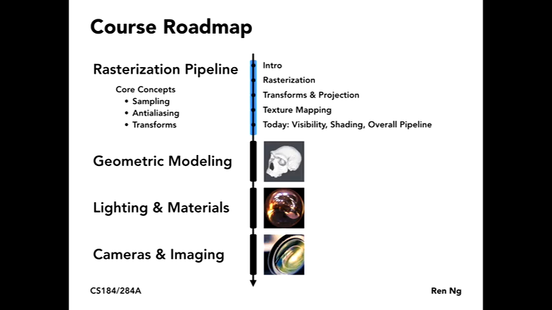Then we'll talk about geometric modeling for a number of lectures in the class. We'll talk about lighting and materials, and in particular ray tracing and recursive ray tracing techniques for estimating those in a physically based way. And we'll talk about cameras and imaging systems. So that's kind of where we're going. All right. But for today, visibility and a simple shading model. So let's talk about visibility.